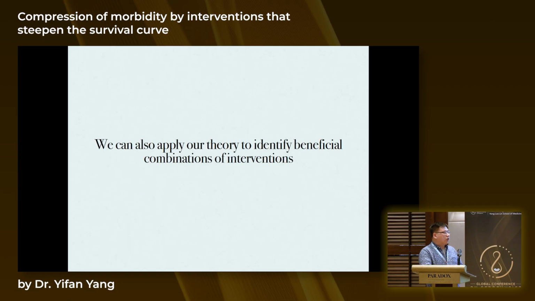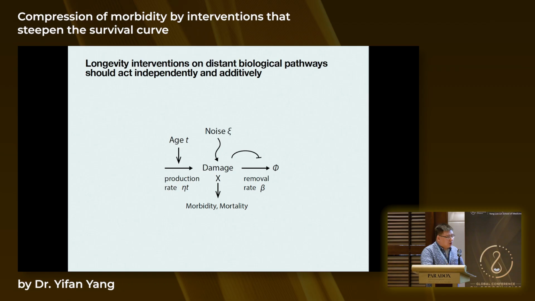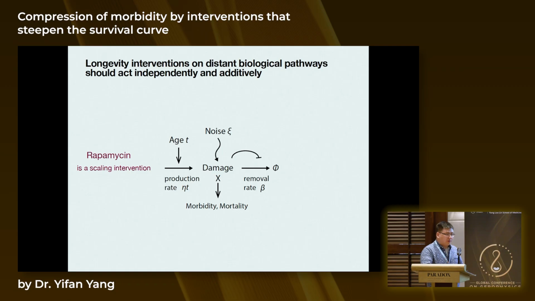So the next application of our theory is on combination of interventions. The core idea is this. If we're able to pinpoint what biological process a given intervention operates through, then we should be able to find interventions that operate on different biological processes. And if they operate on distinct biological processes, they should act independently and additively.